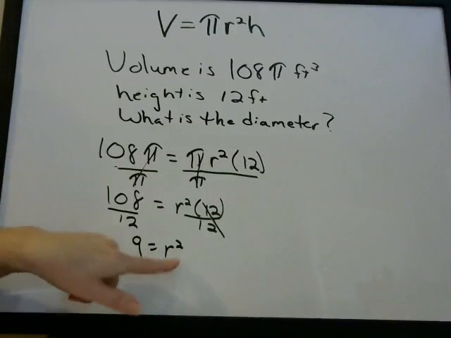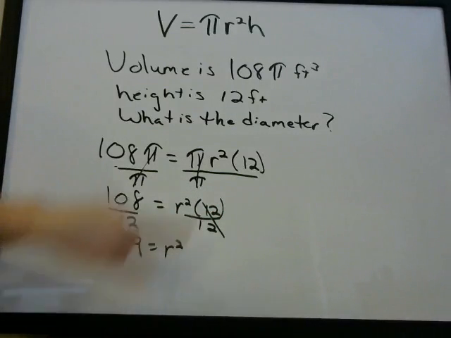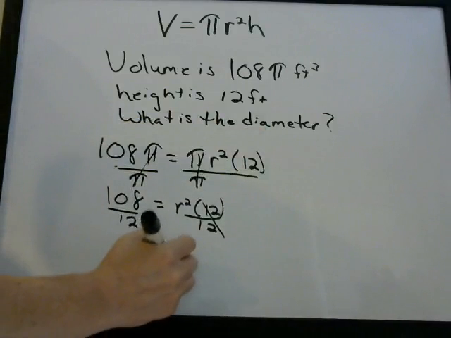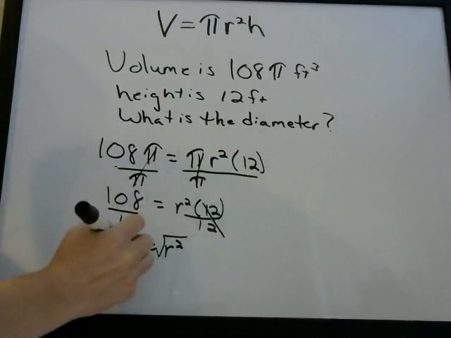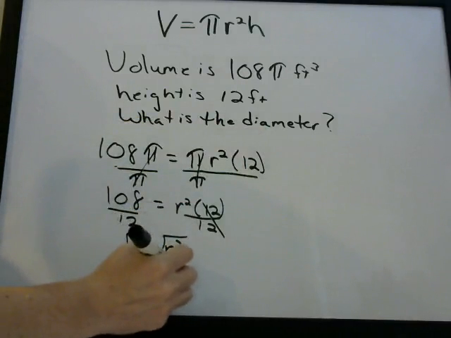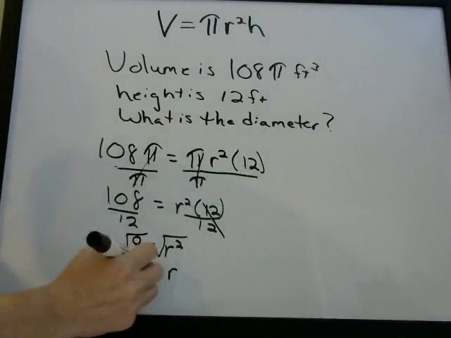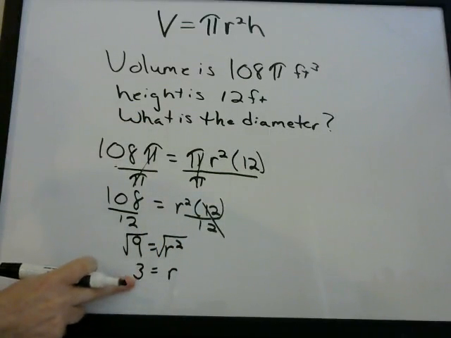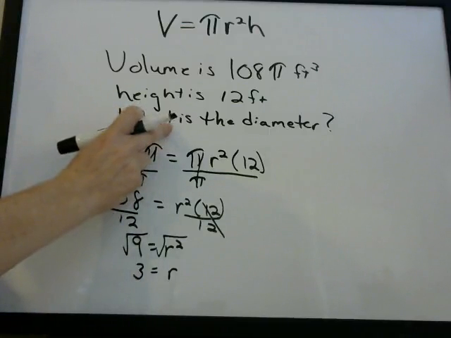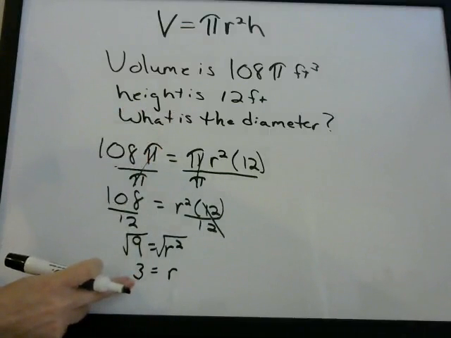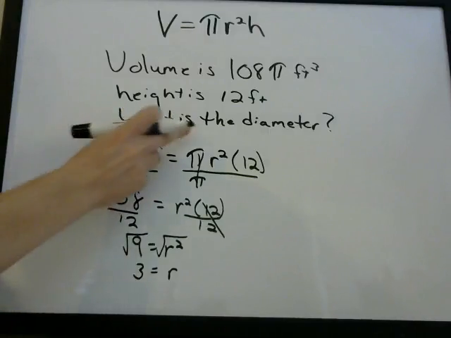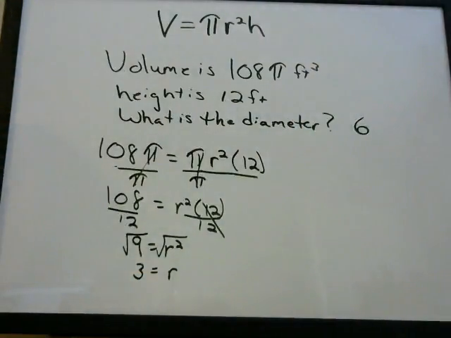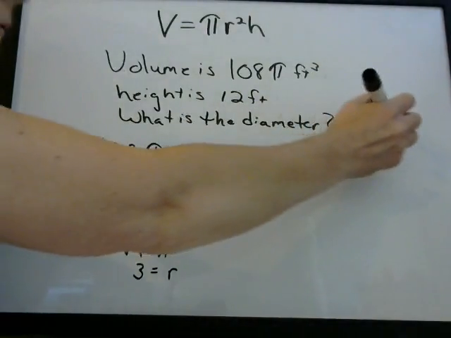But we don't want r squared. We want the radius in order to find the diameter. So how do you find r? You take the square root. Square root of r squared is r. Square root of 9 is 3. So the radius is 3, but that's also not the question. The question is, what is the diameter? If the radius is 3, the diameter is just twice the radius. So the diameter is going to be 6 feet.